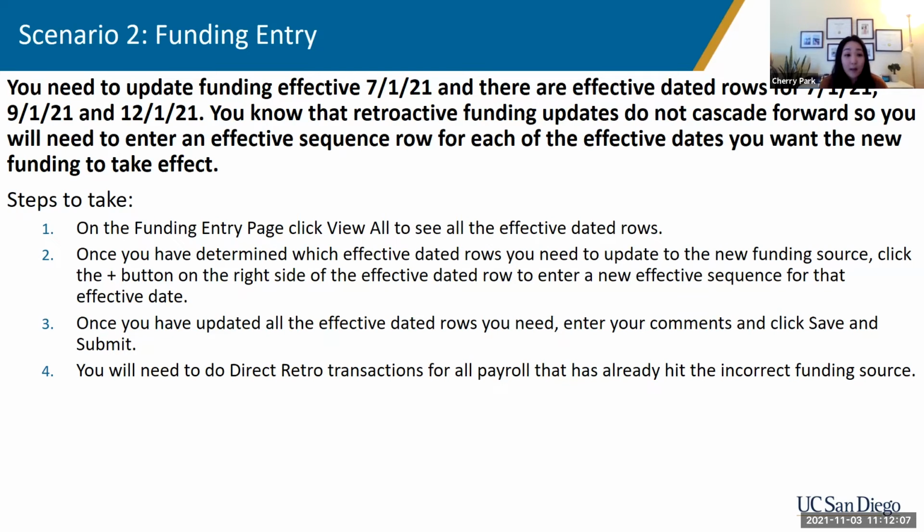Steps to take. First, on the funding entry page, click the View All to see all the effective dated rows. Once you have determined which effective dated rows you need to update to the new funding source, click the plus button on the right side of every effective dated row you want to enter a new effective sequence for. Then once you have updated all the effective dated rows you need, enter your comments and click save and submit. You will need to do a direct retro transaction for all payroll that has already hit the incorrect funding source.